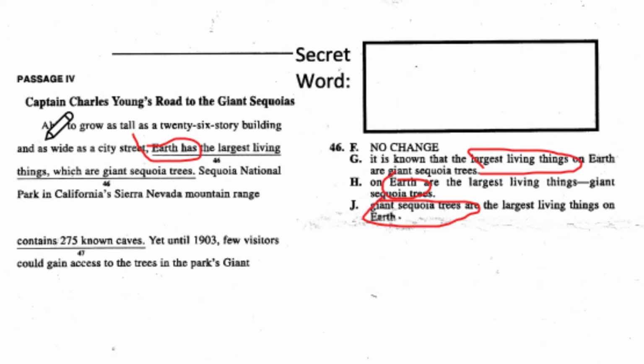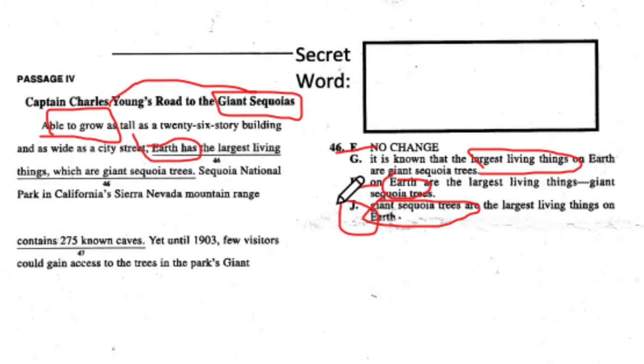Now, when you look over here in the candy list rule, in the first part of the sentence it says able to grow, and the title. Don't forget the title. Giant sequoias are able to grow. You can see here right away that anything dealing with earth, answer choice H is out, and answer choice F is out. We have either largest living things or directly talking about giant sequoia trees. J is the correct answer. Boom! The secret word for this particular problem is building.